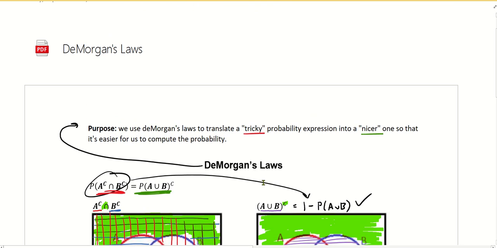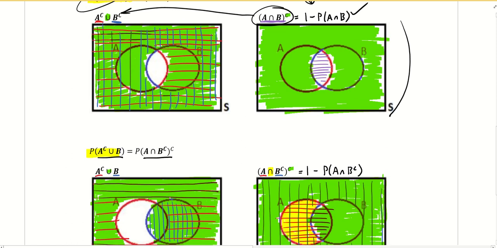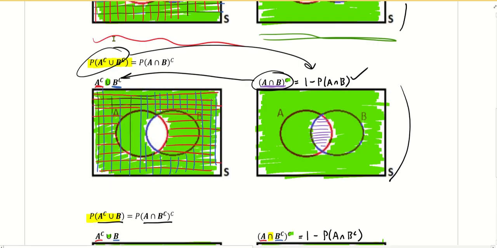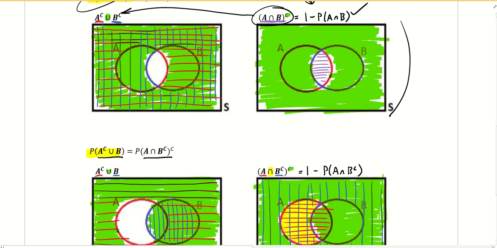Okay. So again, the whole point of deMorgan's laws for us is that it is a tool. It is a technique that we can use when we have tricky expressions like this, or this, or this, and we want to use deMorgan's to translate these into easier to compute or easier to work with statements like this, or this, or this.